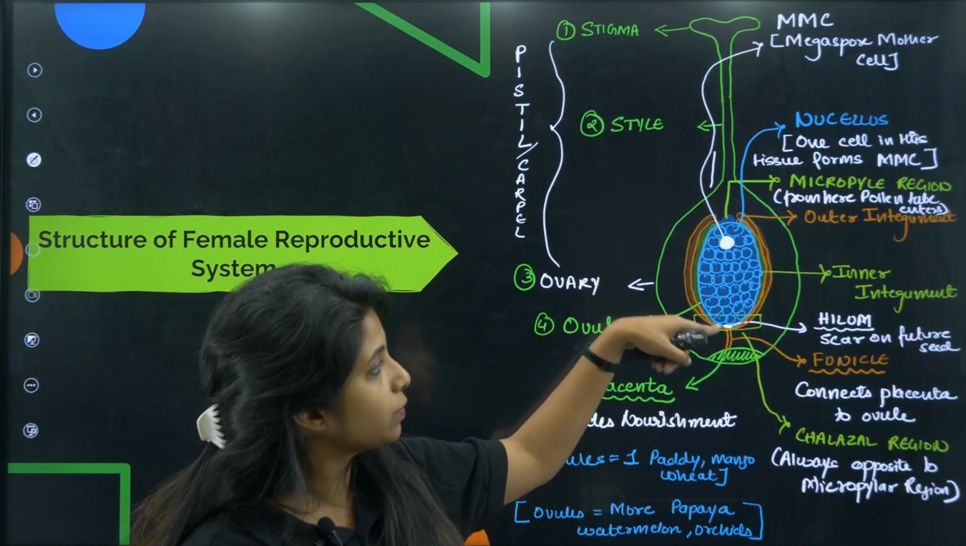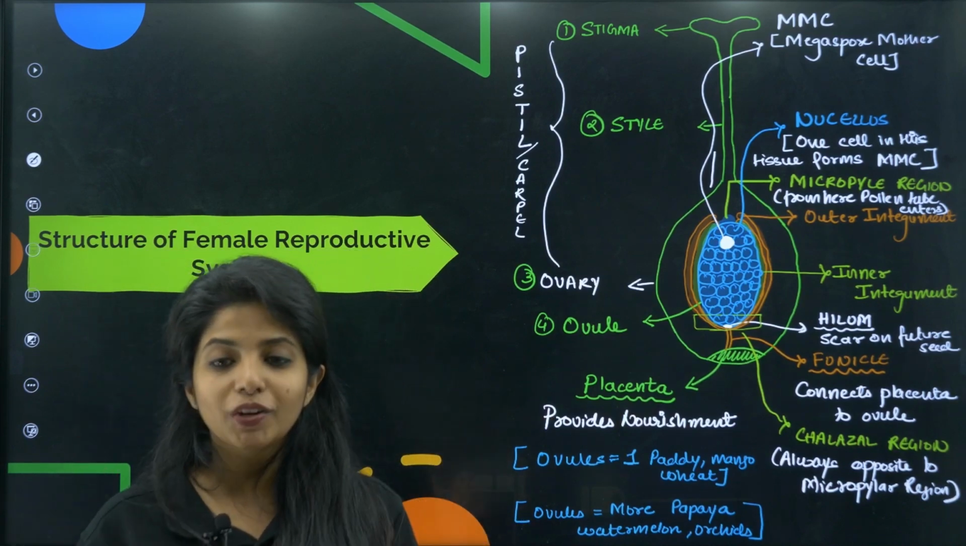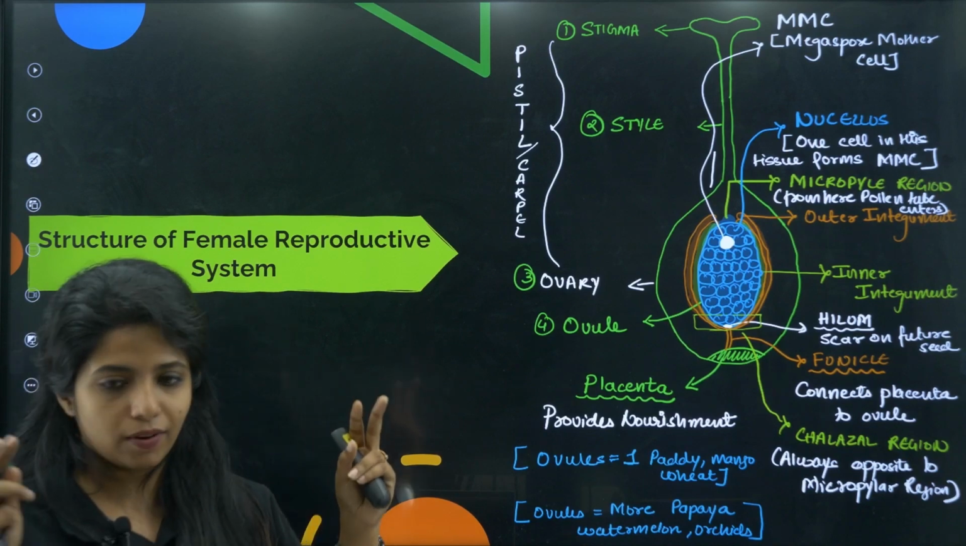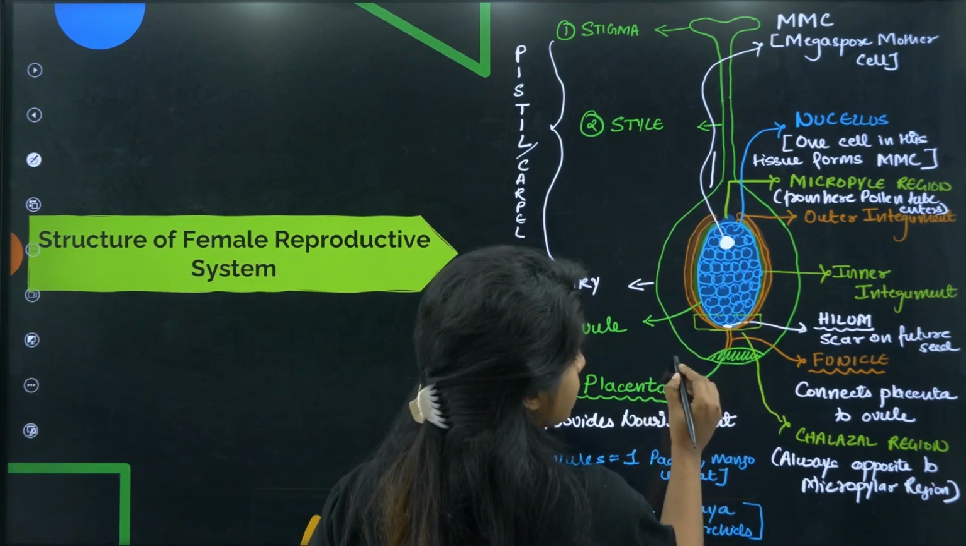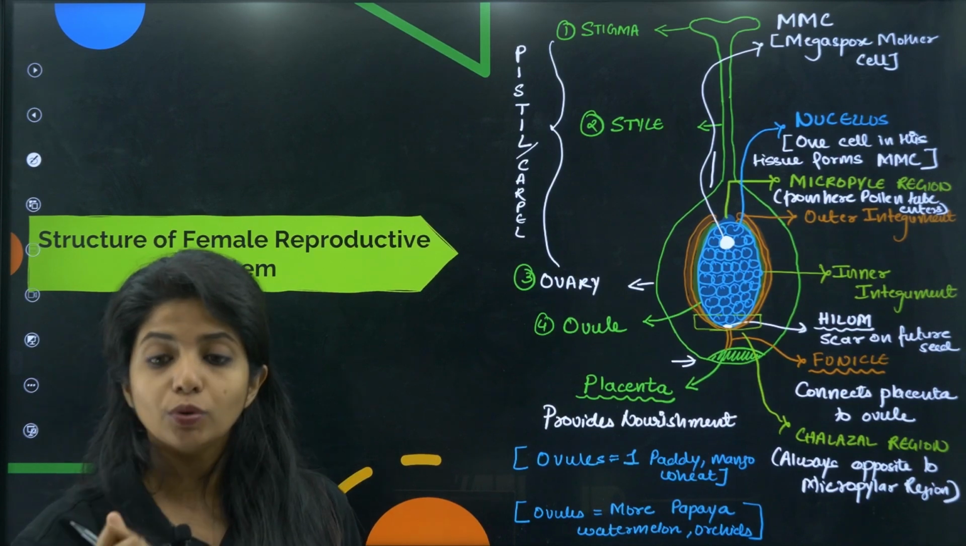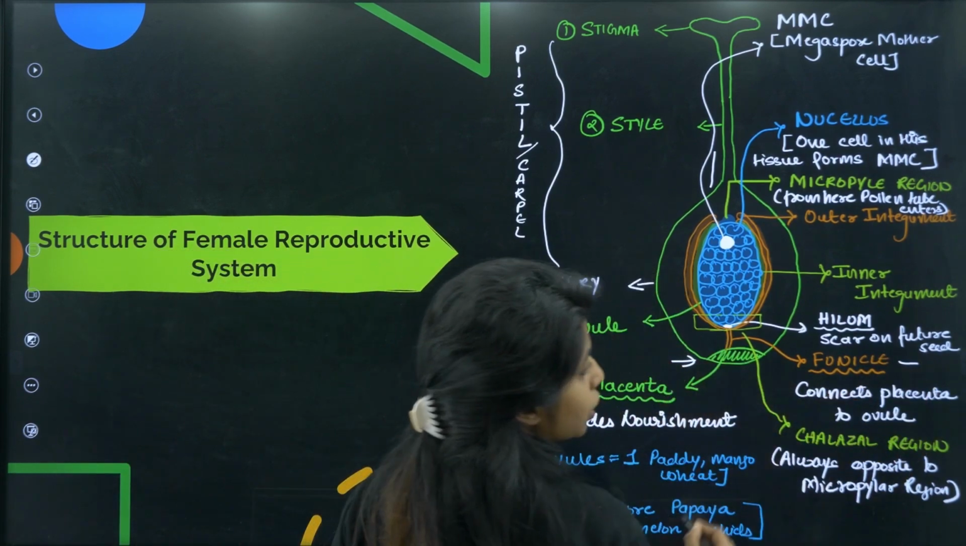Inside the ovary you have something known as the ovule. Now let's get into the details of everything. Over here, this is known as the placenta. This placenta is going to provide nourishment to the ovule with the help of an attachment known as the funicle. Which is known as what? Funicle.